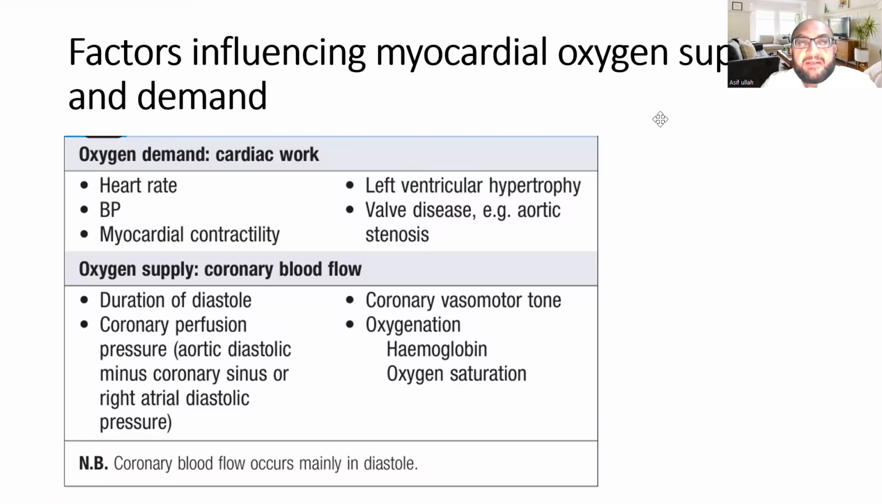So, what are the factors that affect myocardial oxygen supply and demand? Obviously, heart rate, high blood pressure, contractility, LV hypertrophy, and valve diseases like aortic stenosis and aortic regurgitation increase oxygen demand, and they will exacerbate angina. Duration of diastole, coronary perfusion pressure (aortic diastolic minus coronary sinus or right atrial diastolic pressure), coronary vasomotor tone, hemoglobin and oxygen saturation will affect oxygen supply, that is, coronary blood flow.